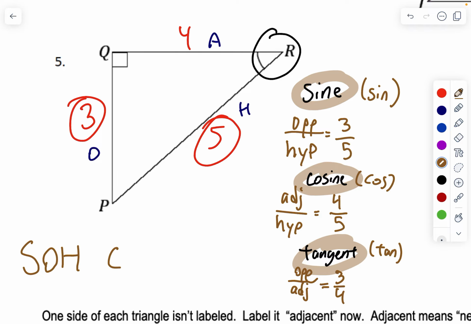Hypotenuse. Cosine is adjacent over hypotenuse. Tangent is also included in there: opposite over adjacent, on that same sheet.